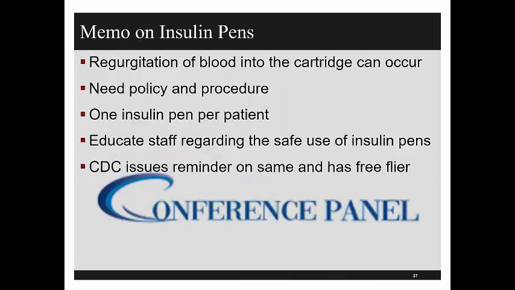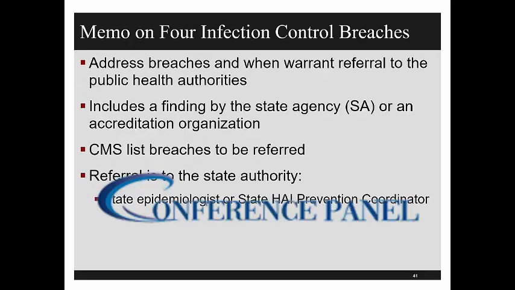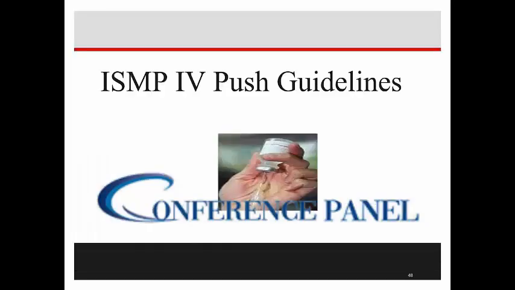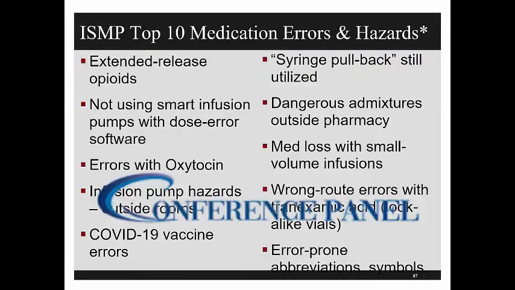As far as insulin pens, the memo that came out on that was a warning. It also talked about 4 breaches in infection control. Other memo on safe injection practices, that was another one. I mentioned the ISMP a little bit ago. I want to talk about their IV push guidelines. These are the top 10 errors from 2020.